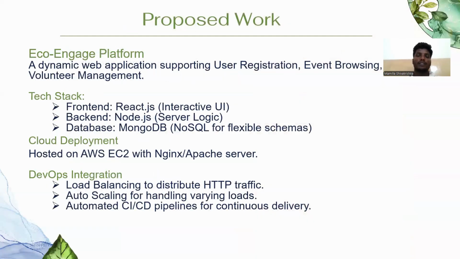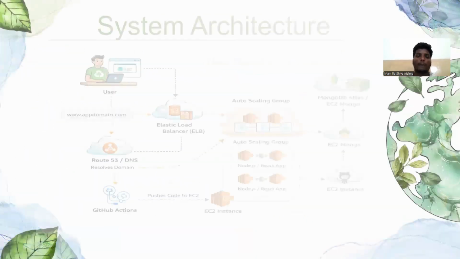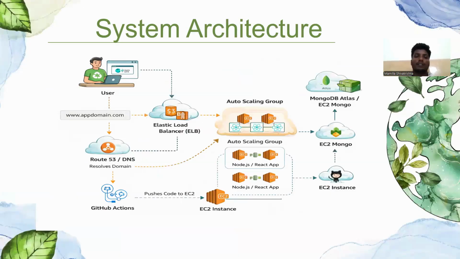For system architecture, our system architecture consists of mainly three layers: front end layer, back end layer, and database layer. The front end layer handles the user interactions and displays environmental activities. The back end layer processes application logic and manages user requests. And the database layer stores user information, event details, and participation records. All these components work together to create a scalable cloud native system.